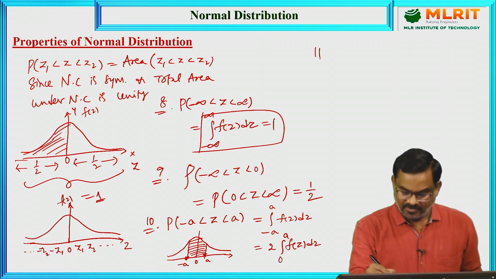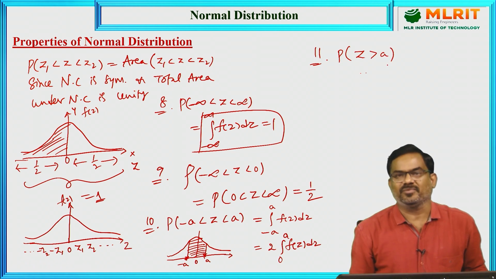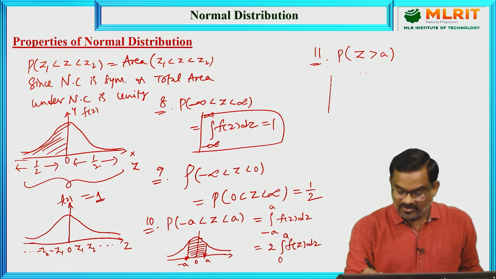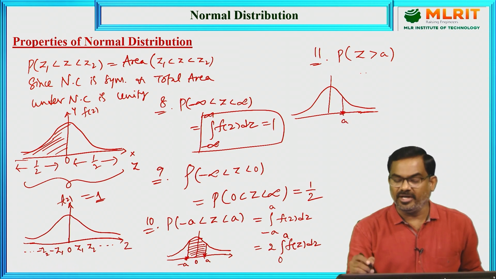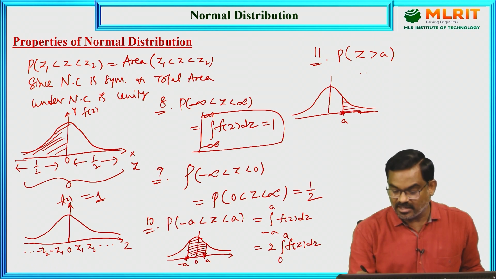Similarly, the probability of z greater than some point a. If you want to calculate the probability of z greater than some point a, let us draw the graph and consider some point a here. Now we need to calculate the probability of z greater than a, that means more than the values, more than this a.